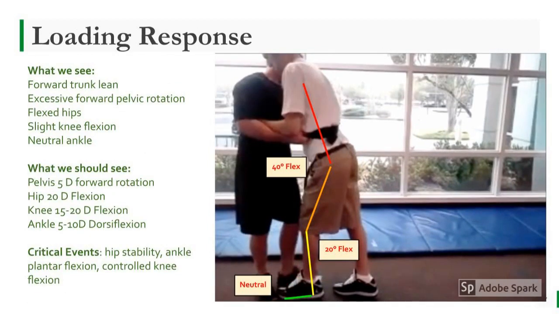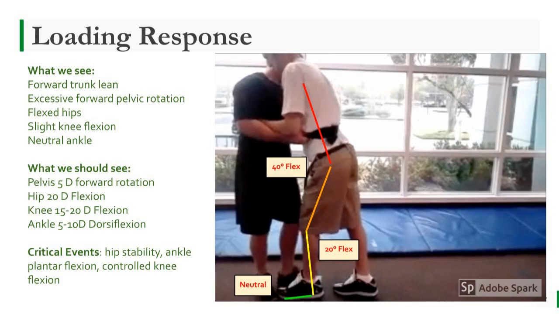Loading response is when the body maintains forward momentum and has absorbed the shock from the initial contact, and the foot is now flat. The hip extensors and abductors are eccentrically controlling hip flexion. The quadriceps are eccentrically controlling knee flexion, and the pretibials are eccentrically controlling the forward momentum of the body to achieve ankle dorsiflexion.